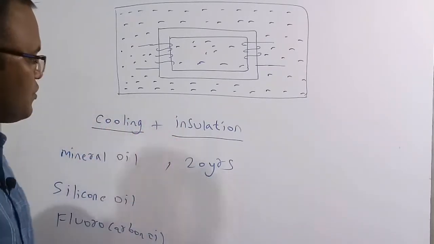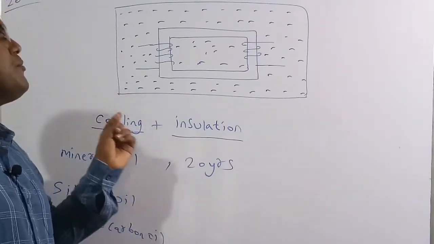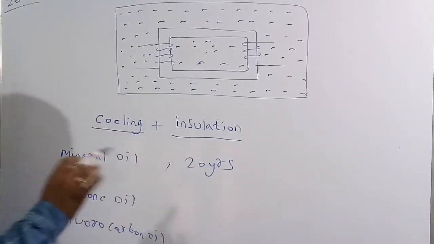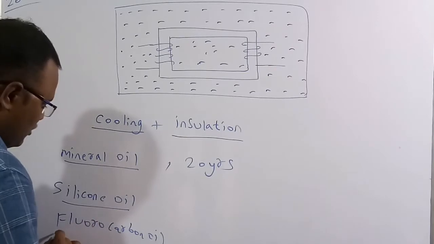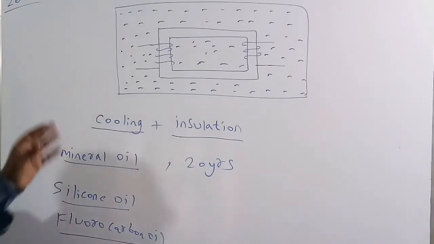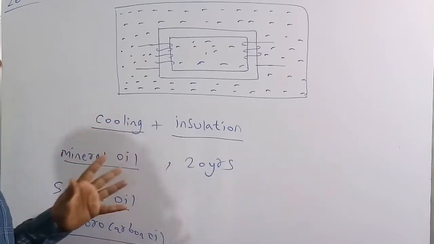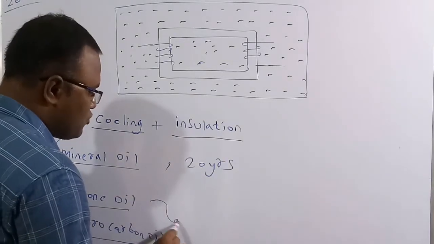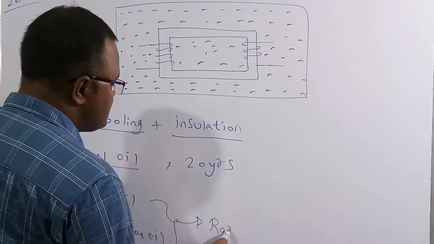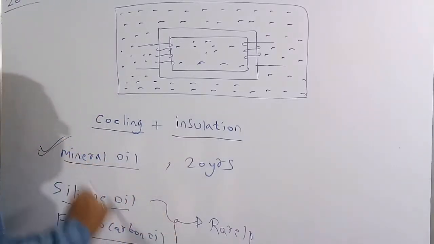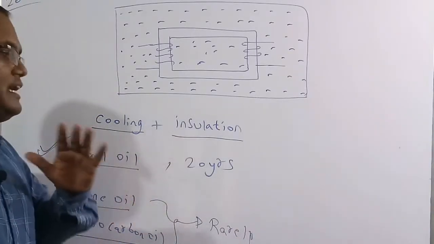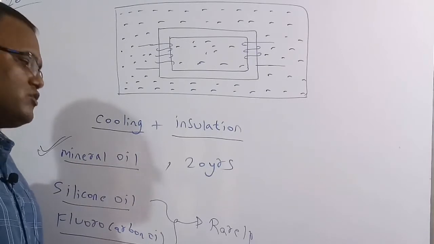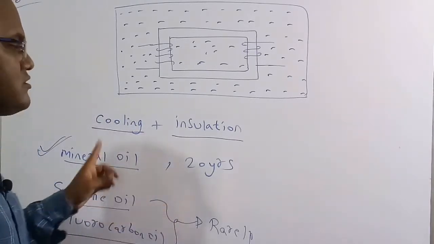In the AE examinations, they will ask which type of oil is used in the transformer. Basically there are three oils: mineral oil, silicone oil, and fluorocarbon oil. These three oils are used in transformers, but in most cases mineral oil is used, while silicone oil and fluorocarbon oils are used very rarely. Mineral oil is used in larger transformers, and it is preferred in most of them. This type of question is asked in the AE examination.